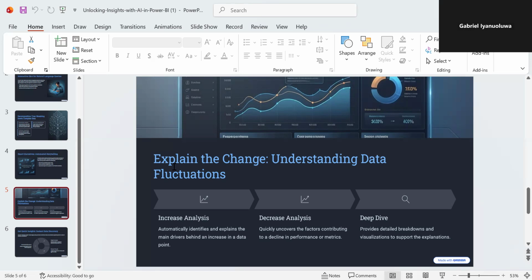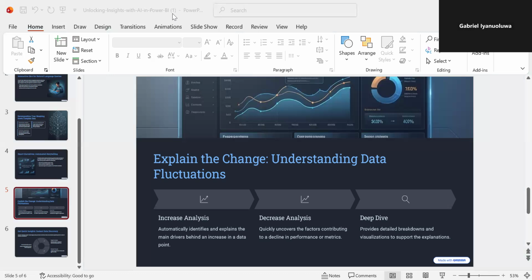And of course, when we are working with increase analysis, it automatically identifies and explains the main driver behind an increase in a data point. As well, it helps us to quickly uncover the factors contributing to a decline in the performance of metrics. It helps us know what factors are responsible for a decrease, what factors are responsible for the increase, and helps us deep dive into it more by providing a detailed breakdown and visualizations to support our explanation. Most times people understand more with visualization.